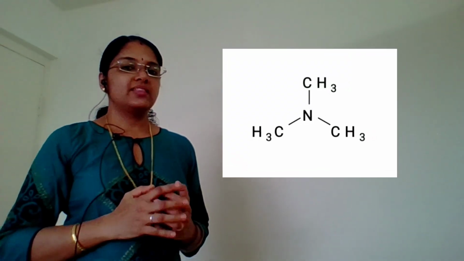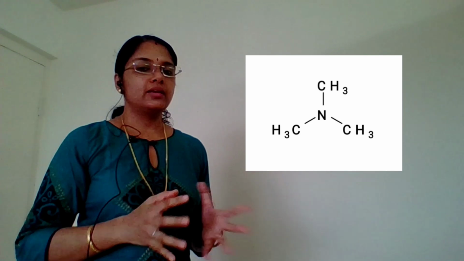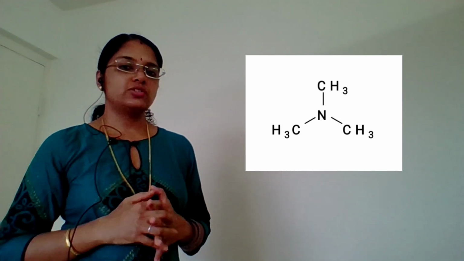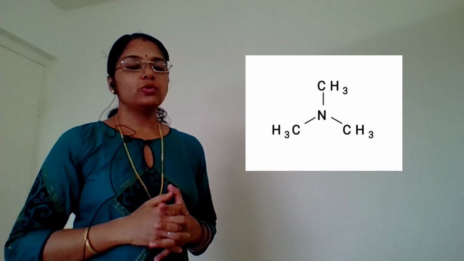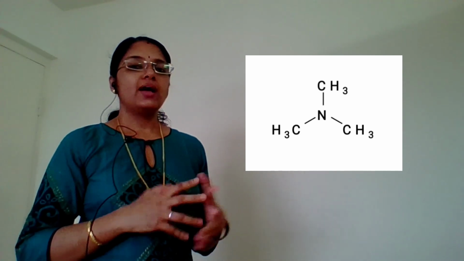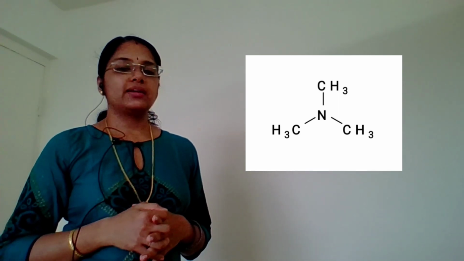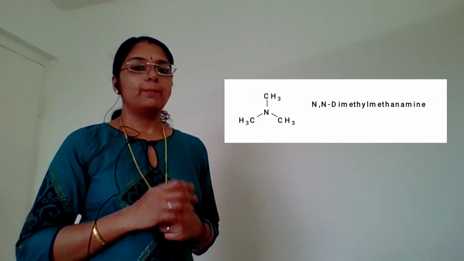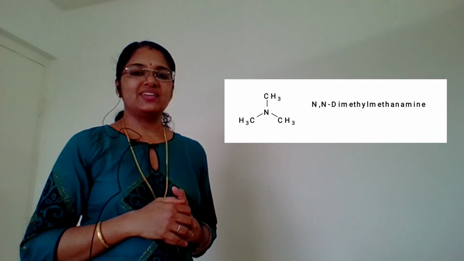The next structure is a tertiary amine. It contains 3 methyl groups attached to the nitrogen atom. So 2 methyl groups can act as substituents and the other methyl group can act as the chain. So we can name it as N,N-dimethyl methanamine as its IUPAC name.